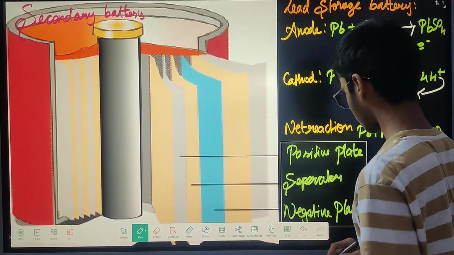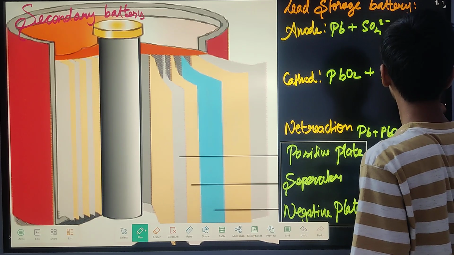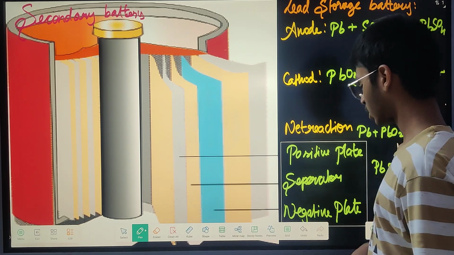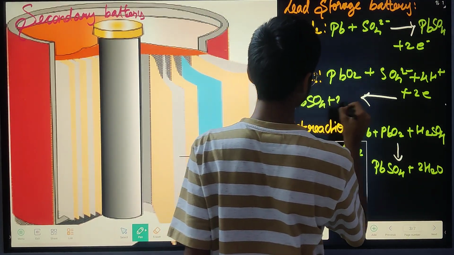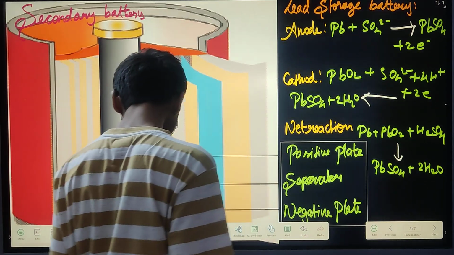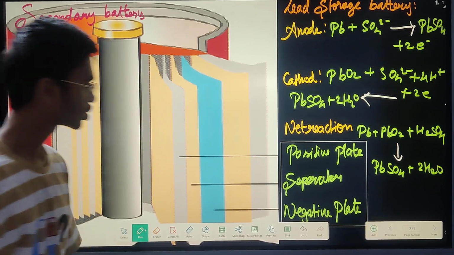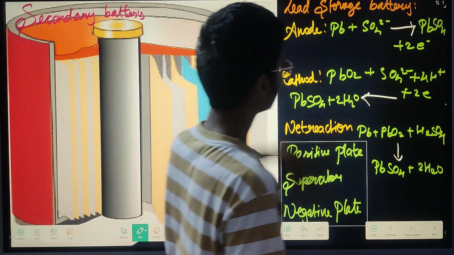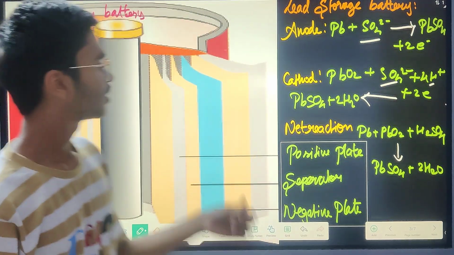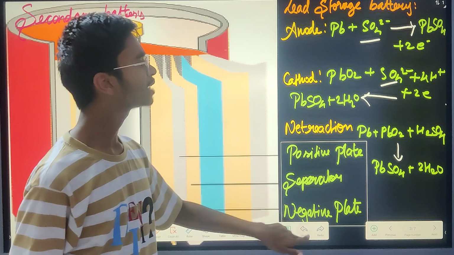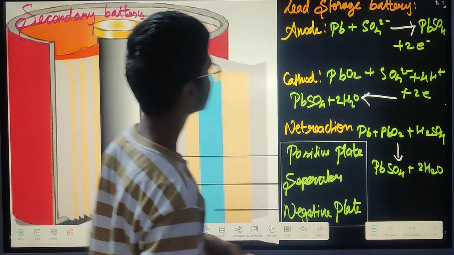So this is going to give you plus 2 electrons, which gives PbSO4 plus 2H2O. Now, there is no H2SO4 on the reactant side, but there is SO4 2 minus and also 4H plus, so you can write it as H2SO4. It just indirectly represents H2SO4. So this is the reaction for the lead storage battery.